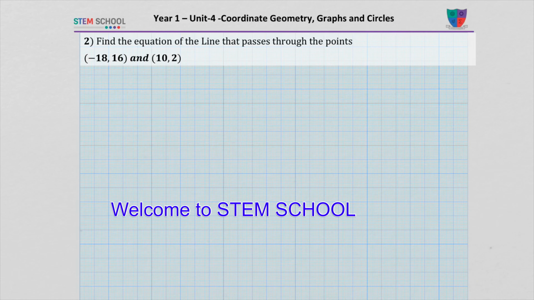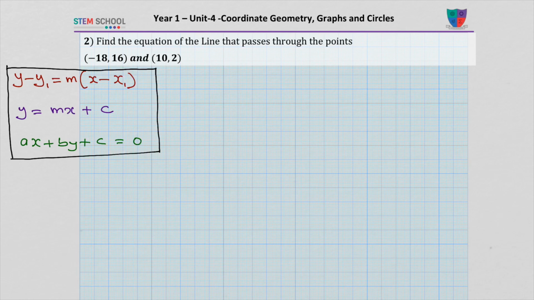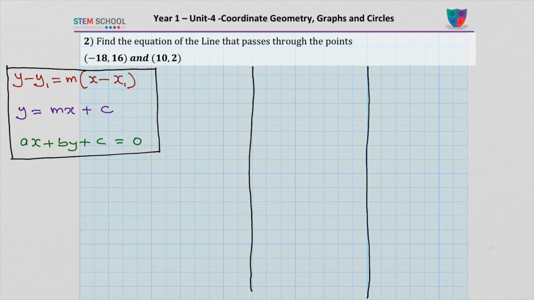Question 2. Find the equation of the line that passes through the points (-18, 16) and (10, 2). These are the three forms of presenting the equation of a straight line, and in the exam we could be told to present it in any of these forms. We're going to present the equation in the first form here. But first we're going to find the gradient m.